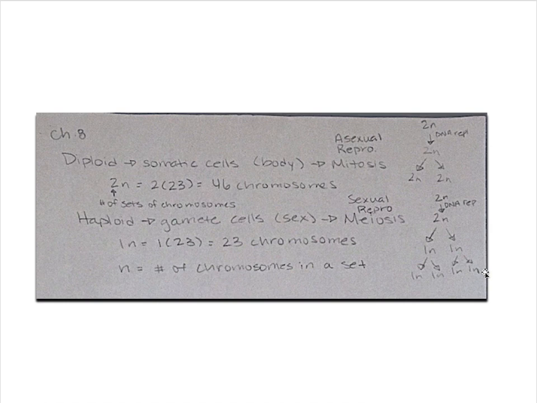So in total, after undergoing meiosis 1 and 2, you get 4 daughter cells that are haploid, each with 23 chromosomes, and then it will produce 4 genetically different cells, or 4 genetically unique cells. Whereas in mitosis, you produce 2 genetically identical cells. So this is asexual reproduction, this is sexual reproduction.